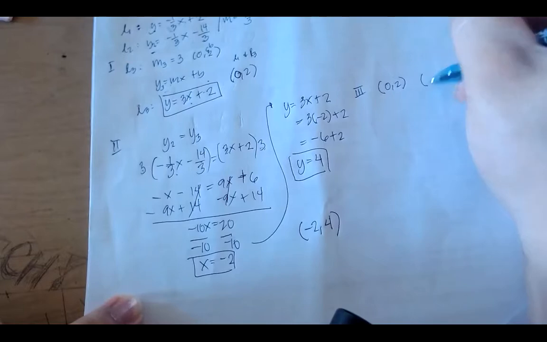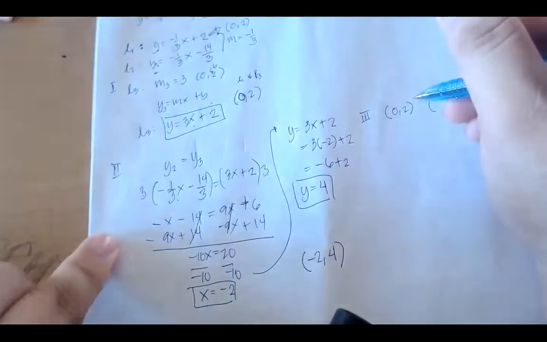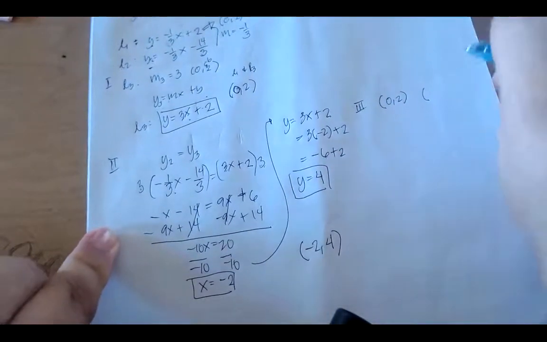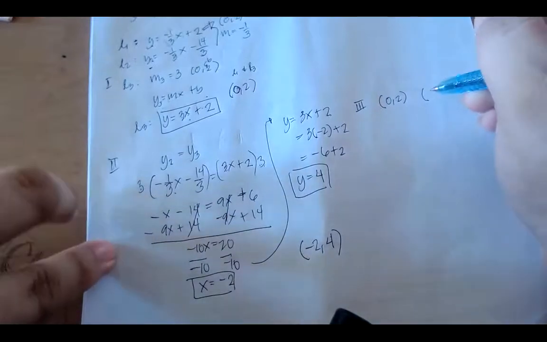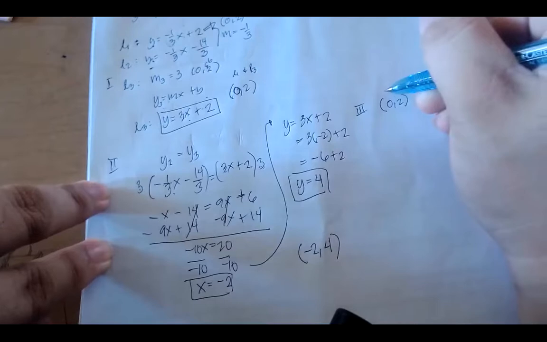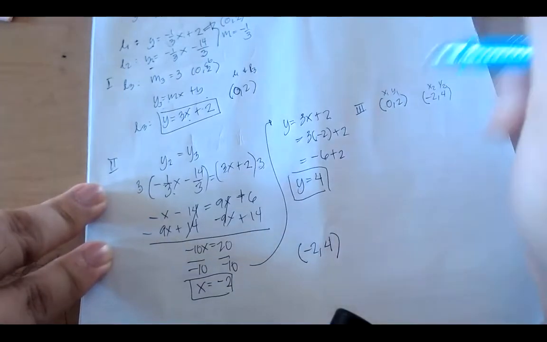The first one is (0, 2). And where do we get this? We simply get this from the y-intercept of the first equation. And then the second point is the one that we solve using line 3 and line 2, which is (-2, 4). So you can assign this as your x1, y1, x2, y2.